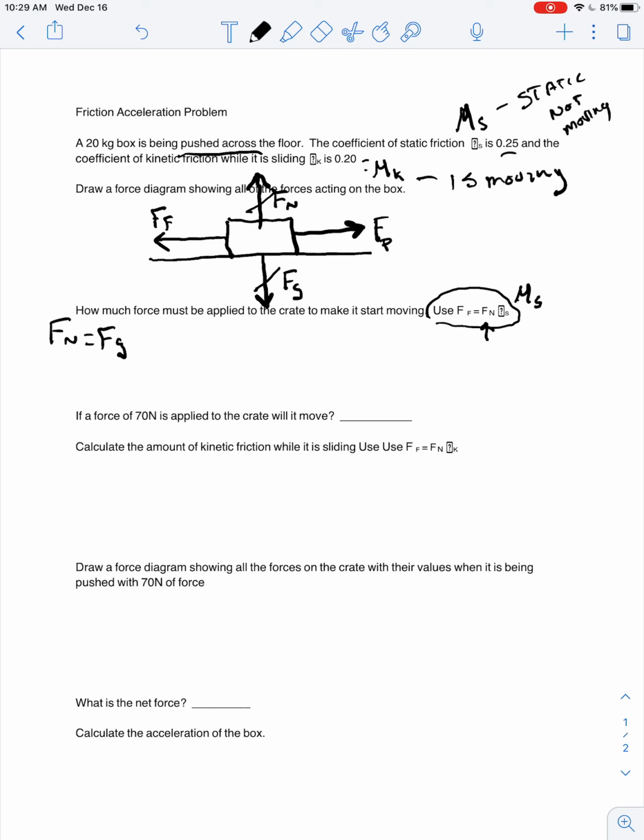Now, how much is the gravity force? Well, this thing is 20 kilograms, but that's not force, remember. So we would have to do Fg equals mg, and that would be our 20 kilograms times 10 meters per second squared.